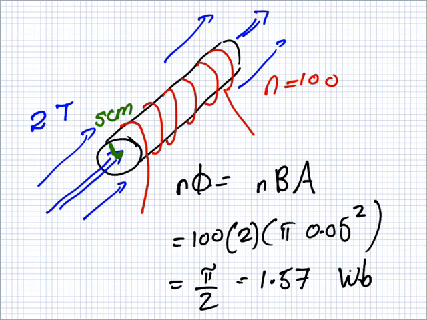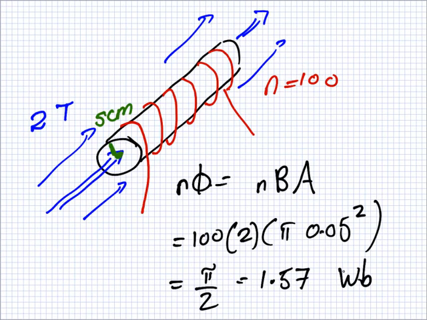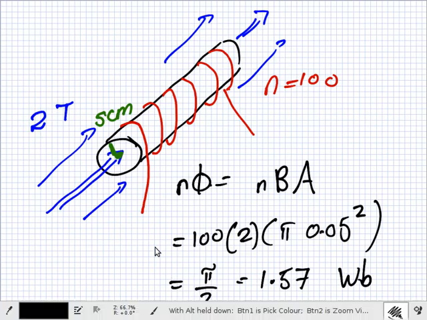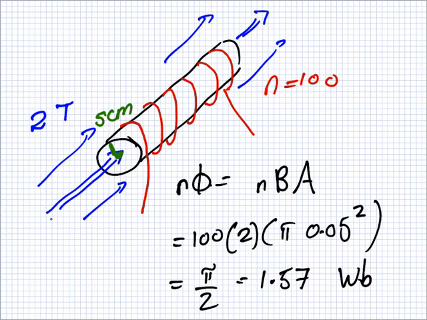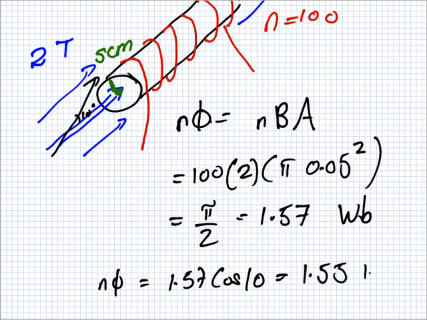Next is if it's at 10 degrees. So the angle is slightly different, if it's just moved by 10 degrees. The only difference is then you would have to put in 1.57 cos 10. So you would get 1.55 Webers.